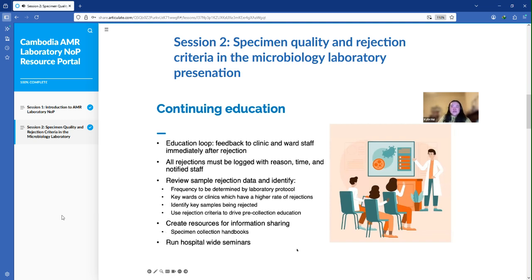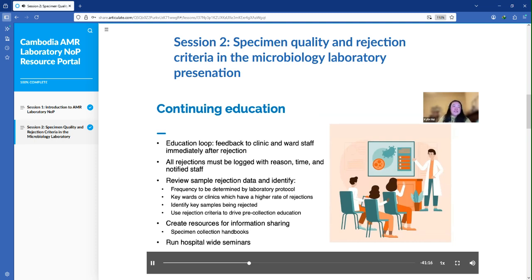So we can create resources for information sharing, for example, a specimen collection handbook. And I know that NIPH have been looking into something like this. We can also run hospital-wide seminars if there are key samples, for example, that are difficult to collect, or a procedure that's difficult to follow.